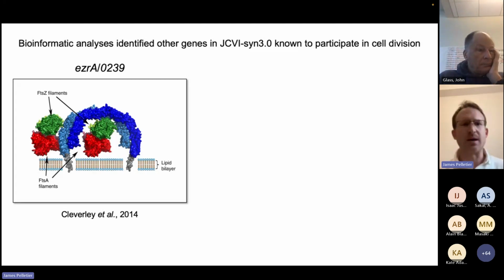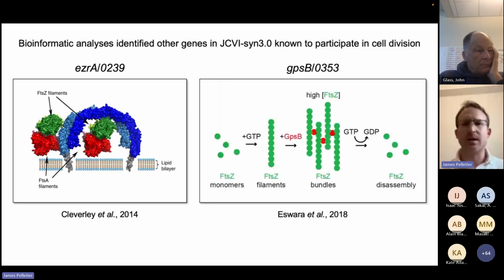EZRA, gene 239, has a structure that can form a large hoop that can enclose an FTSZ filament as well as its membrane anchor, in red, adjacent to the membrane. And this is thought to somehow hinder interaction between FTSZ filaments that are adjacent to one another, and it potentially has other roles. And GPSB, gene 353, can also be involved in regulating the assembly of filaments into higher order bundles. And this can also be involved in affecting the polymerization and depolymerization of FTSZ.